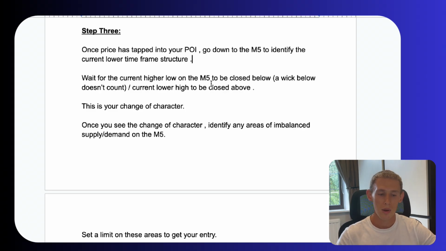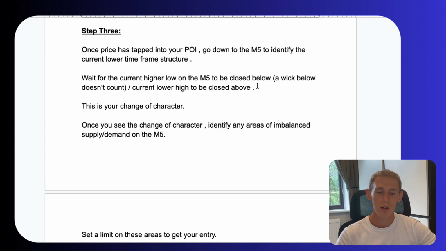And all I'm waiting for is once price, let's use an example of a buy. If price comes into a higher time frame demand, I'm waiting for the M5 to flip back bullish. And more concretely, what this looks like is price breaks above the most recent lower high. So all I'm waiting for to buy in an area of demand is I'm waiting for the M5 to create a higher high and end the downtrend in structure, right? And again, this will become a lot easier to see once we go through some chart examples.